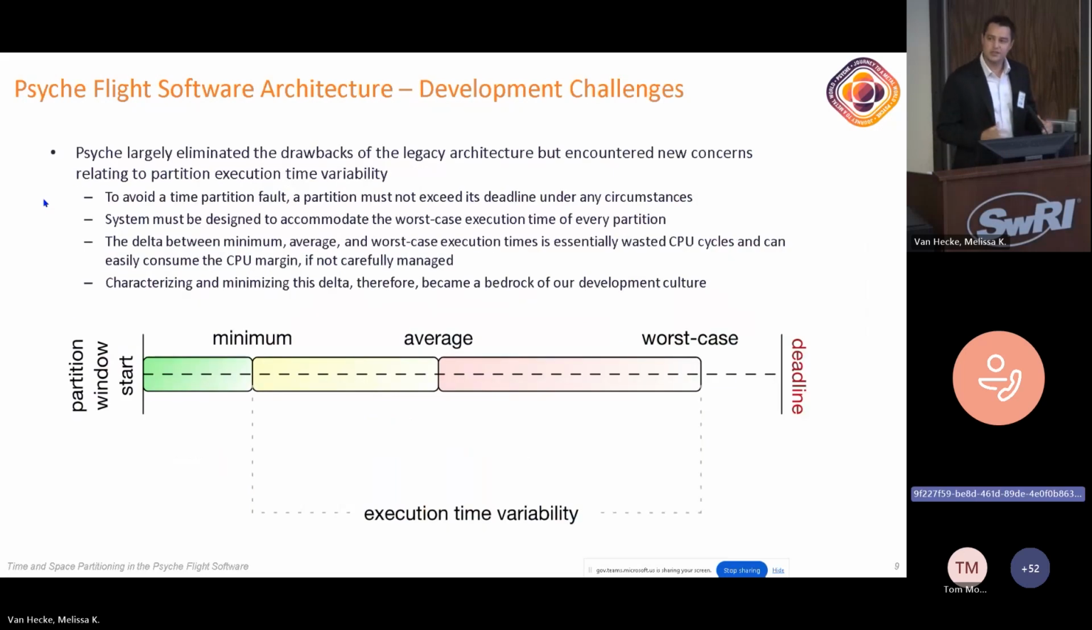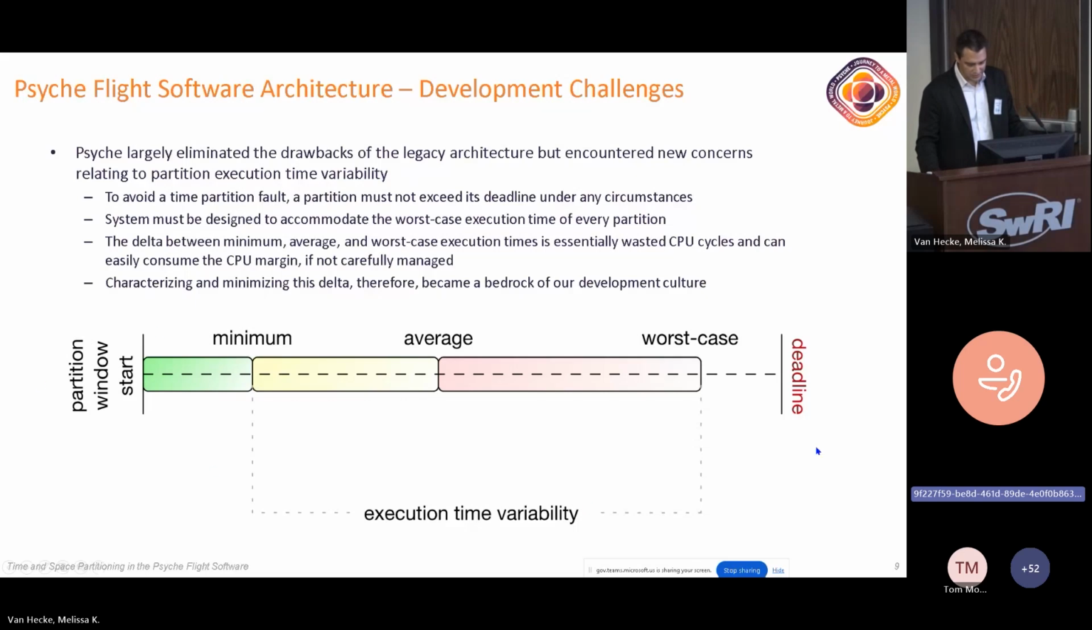Okay, so as I said, we were able to eliminate those legacy architecture challenges, but we also encountered some new challenges in the form of what I would call execution time variability. So remember that to avoid a time partitioning fault, we have to make sure that a partition will never exceed its deadline under any circumstances. So that means we have to size those partition windows based on the absolute worst case scenario.